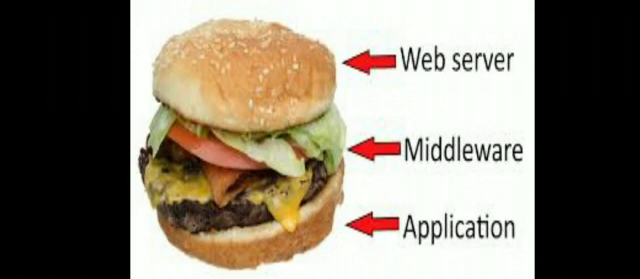Okay children, do you understand the three types of system software? The first one is what? Operating system. The second one is device driver, and the third one is middleware.